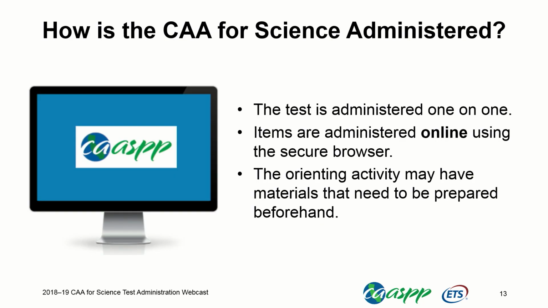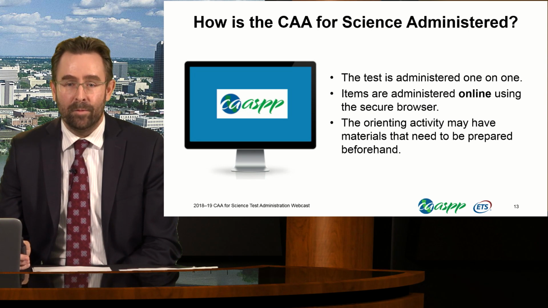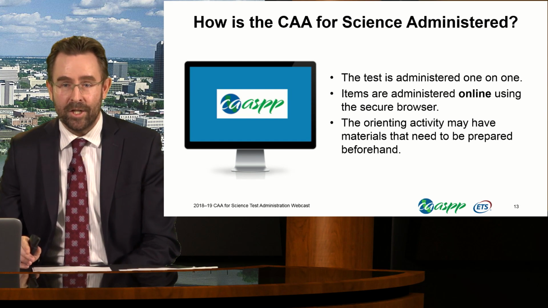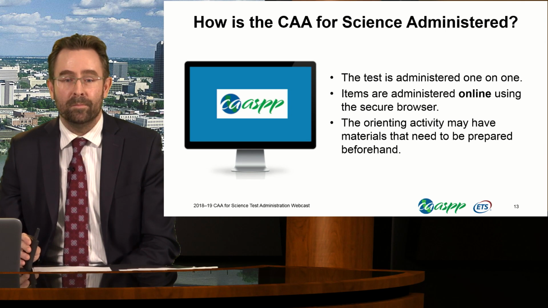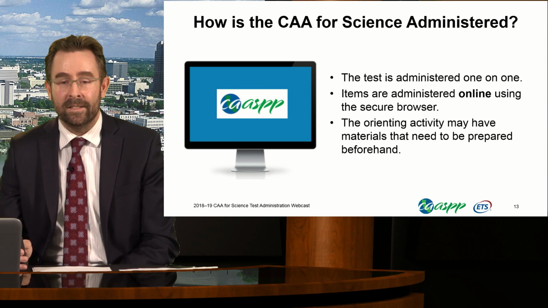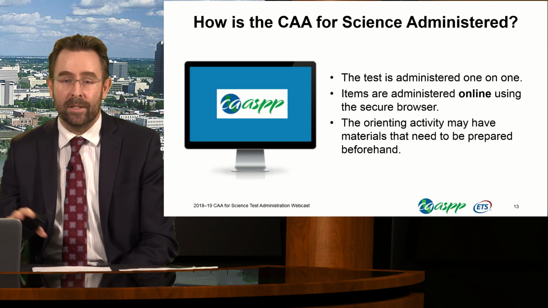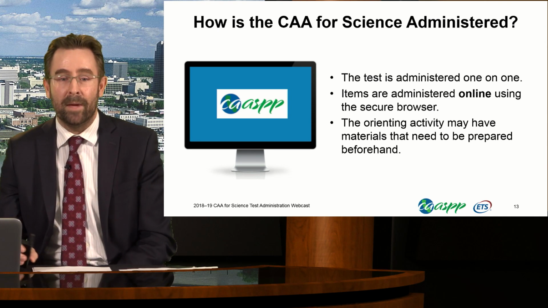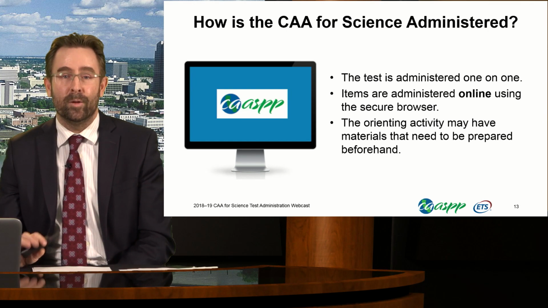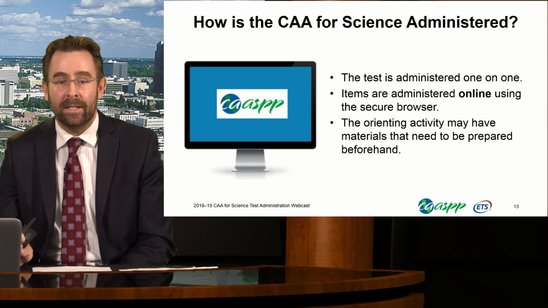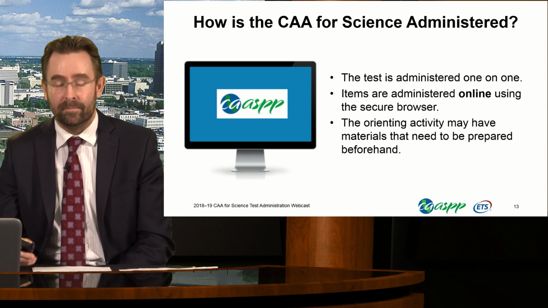The CAA for Science is administered one-on-one, like all the alternate assessments in California, so it's only ever 1 test examiner and 1 student in a specific testing session. This year, each embedded PT is online and may be accessed via the secure browser. A major feature of the test is the orienting activity. It is what makes this really a unique assessment and very different from the ELA and math tests. Test examiners may need to prepare materials for the activity before testing day. And just a reminder on the definition of the orienting activity, it's an activity that engages students to the concepts being tested in the items that will come right after it.